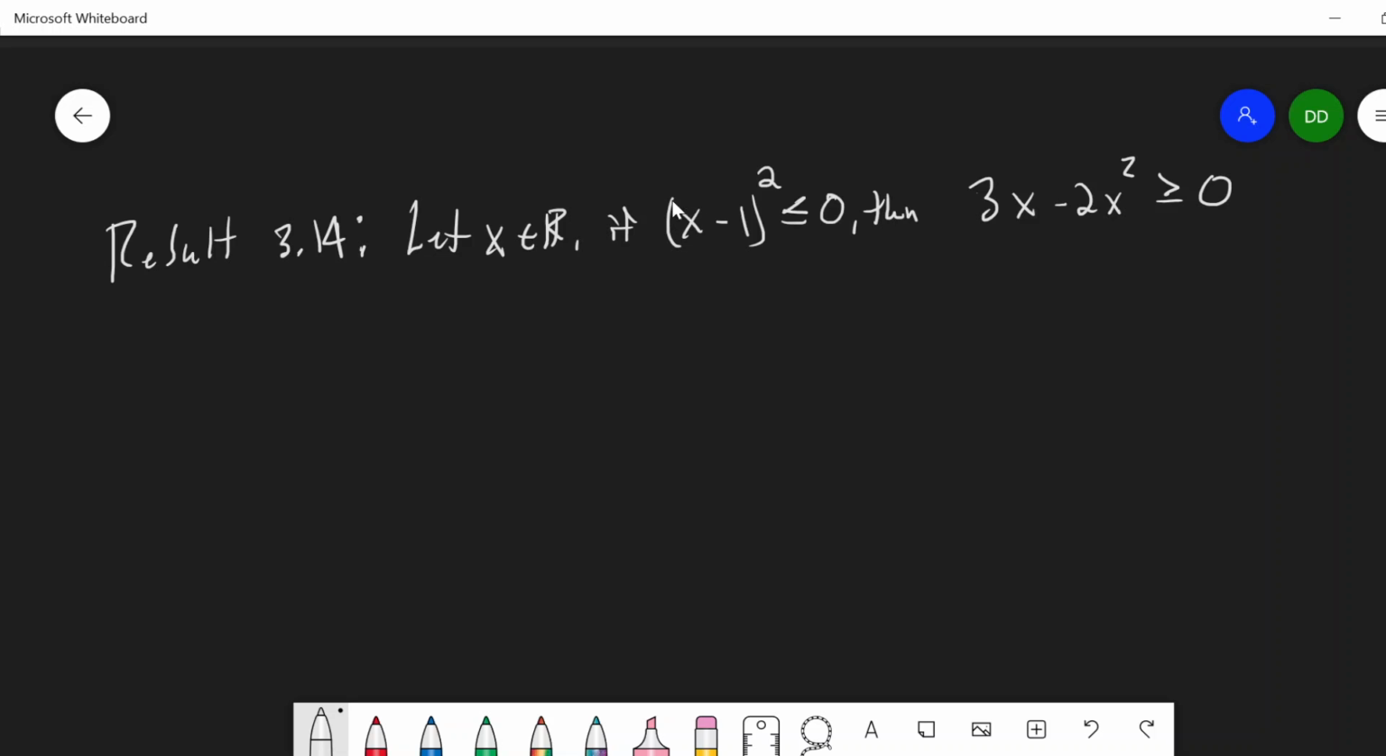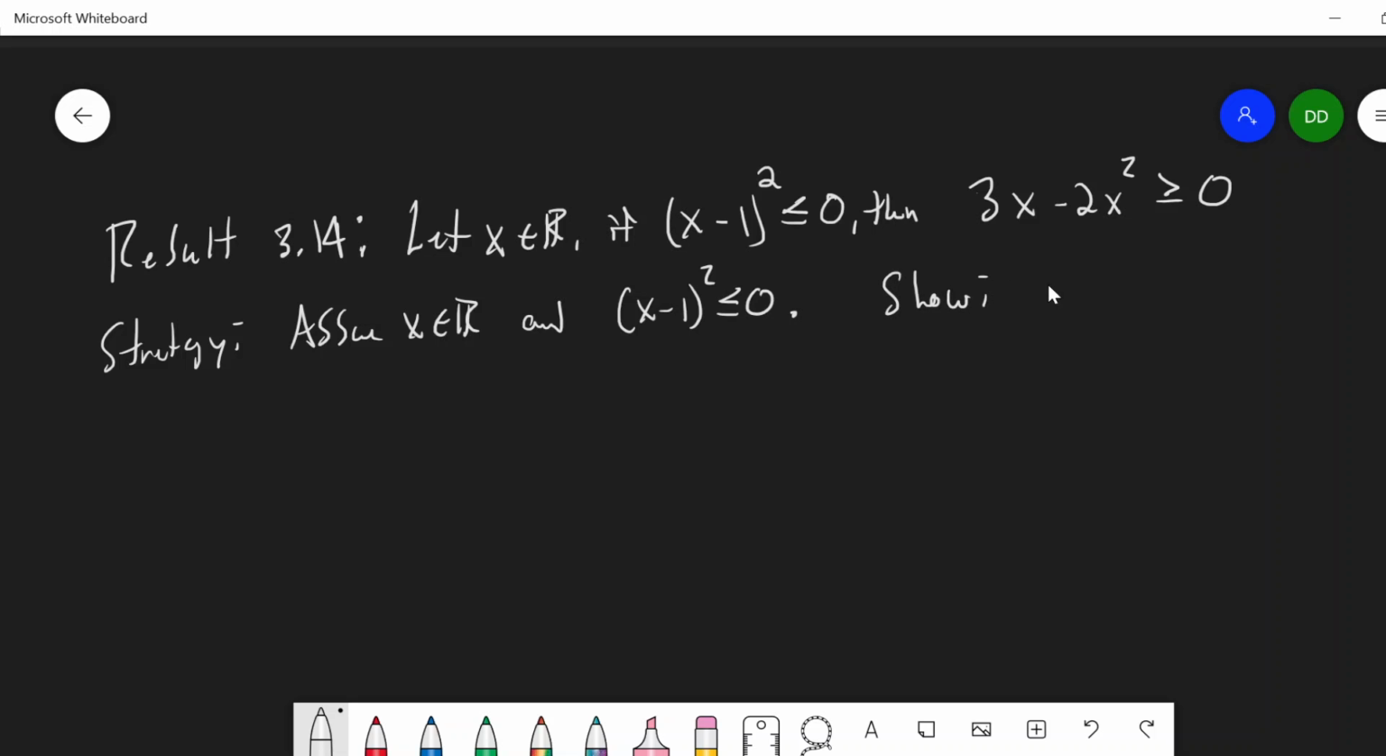Looking at this statement, I see we're proving an implication again: P of x implies Q of x. So my initial assumption would be that x is a real number and that x minus 1 squared is less than or equal to 0. Again, in terms of strategy, we're going to assume x is a real number and x minus 1 squared is less than or equal to 0, and we're going to try and show that 3x minus 2x squared is greater than or equal to 0.